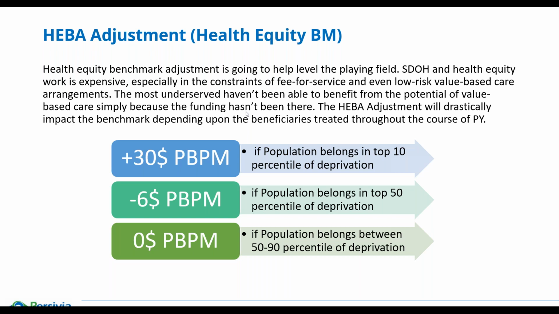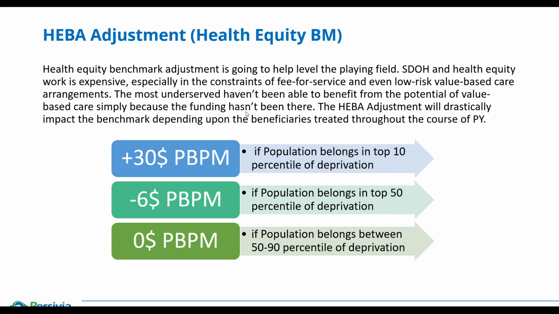So essentially for each beneficiary that we have in the area deprivation index, we receive $360 per year as an additional amount. However, if we are serving the population that belongs in the top 50 percentile of the area deprivation list, we lose $6 per beneficiary per month as well.